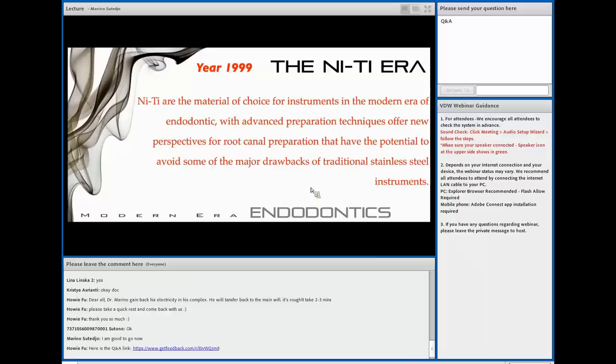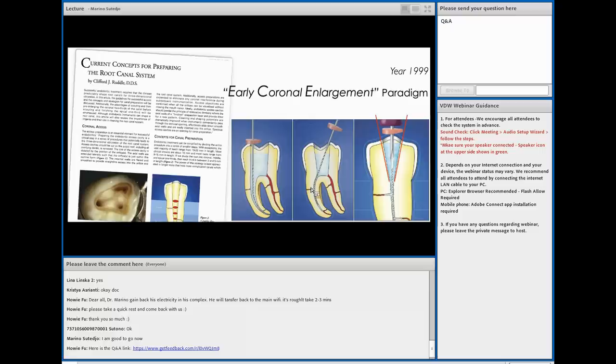At that time, it was what we call the NiTi era. We have a new material, nickel titanium, that replaced stainless steel instruments, because nickel titanium has more advantages compared to the stainless steel instruments at the time. Also, with this year of 1999, with NiTi coming up, we know the paradigm of the early coronal enlargement concept at the time. What is meant by early coronal enlargement?